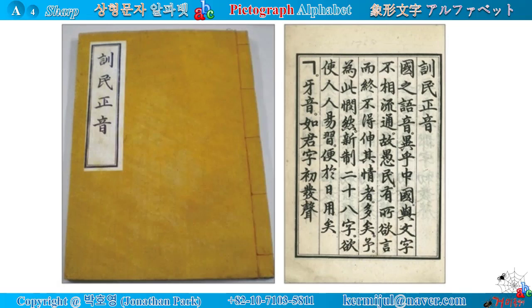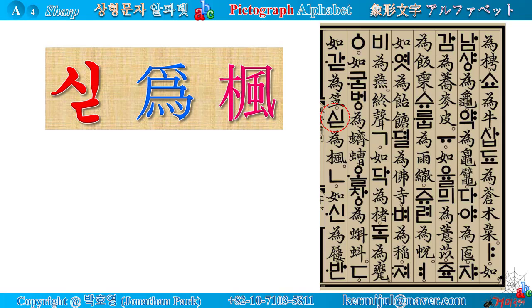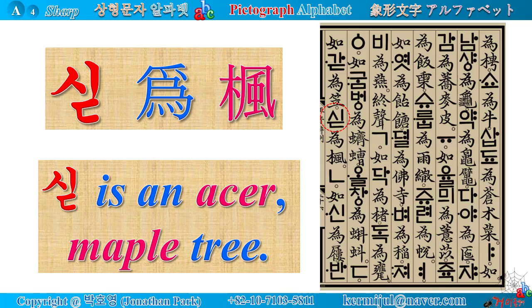This book is 훈민정음 Haerye. The book 훈민정음 Haerye is the textbook for learning the Korean letters 훈민정음. Literally, 훈민정음 means correct sounds for the instruction of the people. In the book 훈민정음 Haerye, you can see the letter sid. Sid is an acer, maple tree.